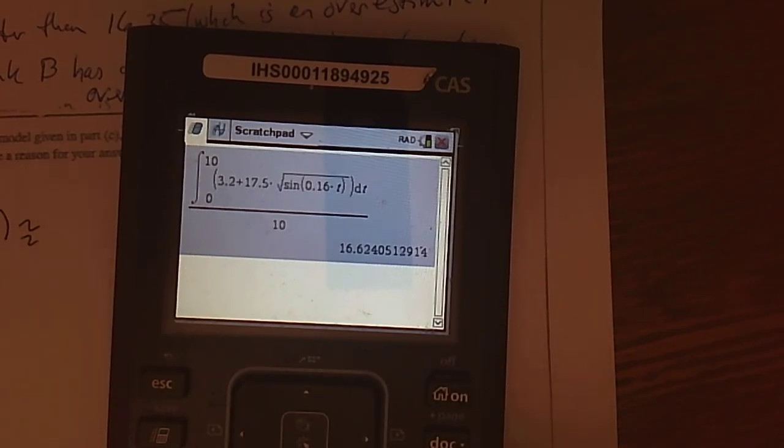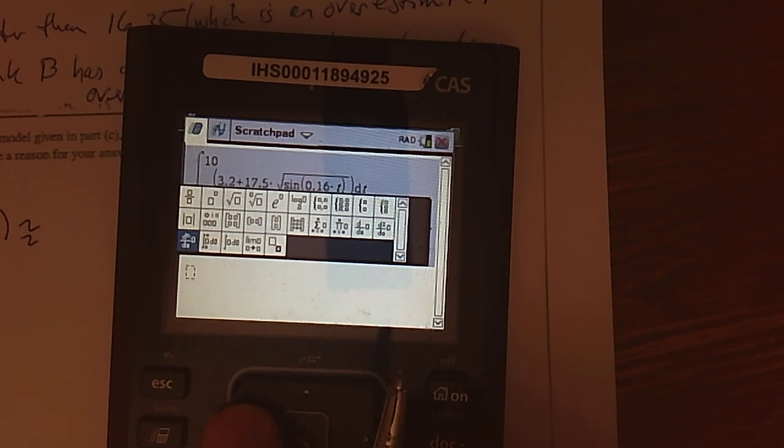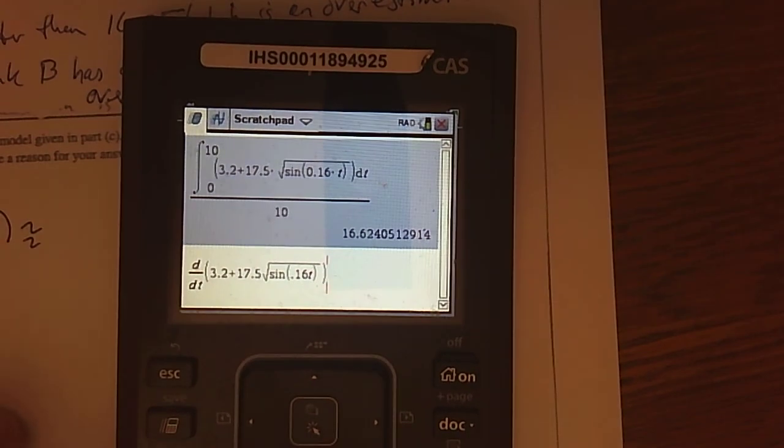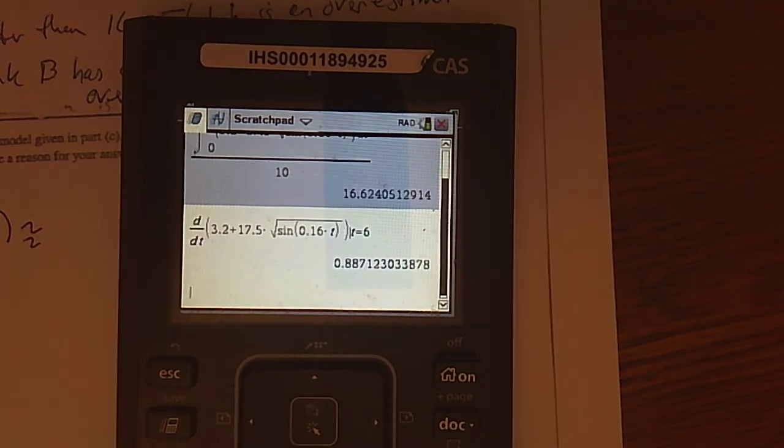I'm going to go derivative. I'm going to use the letter t, and I'm just going to type that in: 3.2 plus 17.5 times the square root of sine of 0.16t. Now, at the end of it, to evaluate at 6, I go control equals, and then the vertical line, and then type in t equals 6. Control enter. And what do you notice about the answer? It's positive 0.887.